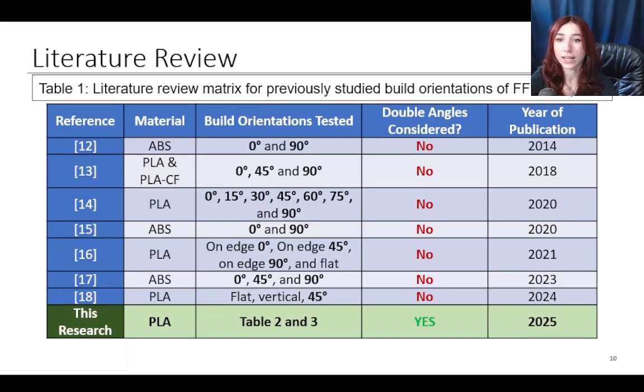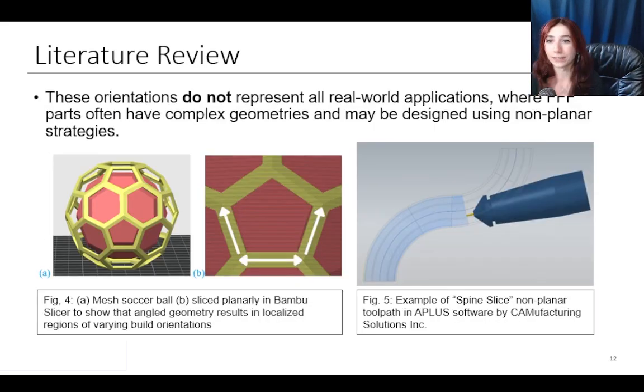Another thing I would like to highlight in this green row is that our publication is the only one we've been able to source that has considered multiple angle build orientations for benchmark testing. Why is this a big deal? The datasheets say it's one orientation and we typically print those. That should be good enough, right?